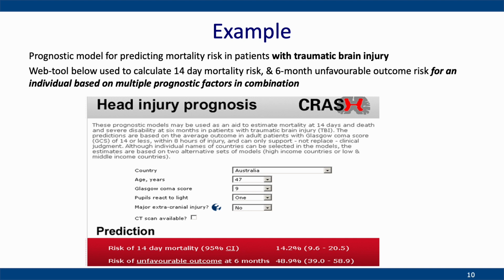Here's an example of the CRASH prediction model tool, which is predicting poor outcomes or mortality in individuals who've had a traumatic brain injury. You can click on the web tool to put in the country, the age, the Glasgow Coma score, etc. of the individual, and based on those characteristics, the model in the background produces the risk of 14-day mortality, here 14%, or the risk of an unfavourable outcome at 6 months, here about 50% for this individual who's from Australia, age 47, and so forth.